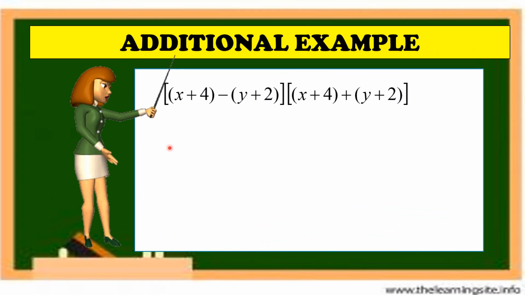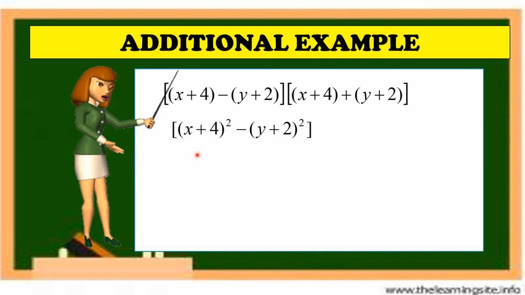We have an additional example. The quantity of x plus 4 minus the quantity of y plus 2 times the quantity of x plus 4 plus the quantity of y plus 2. This is the product of the sum and difference of two binomials. So the rule states that square the first term. What is the first term? (x plus 4) quantity square minus the square of the second term, that is (y plus 2) quantity square.